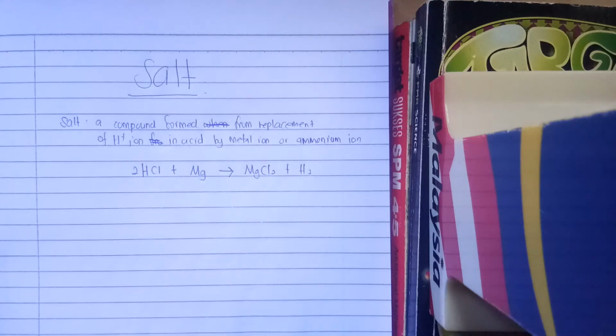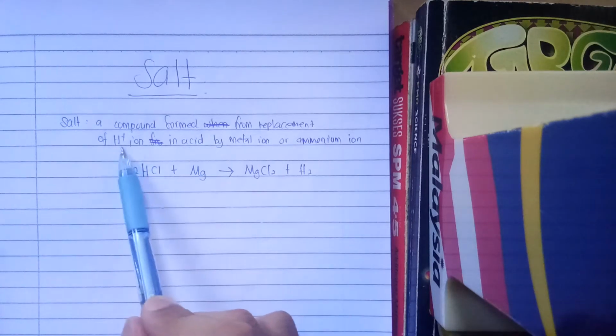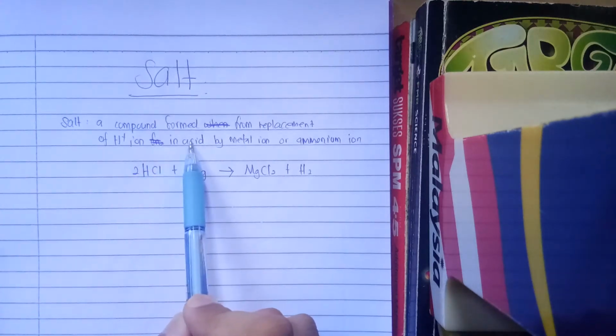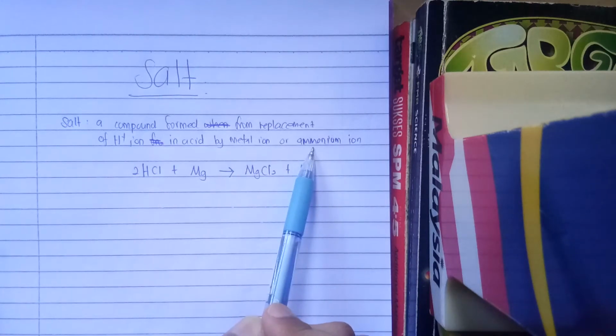Okay, assalamualaikum everyone. So today we will talk about a new chapter which is about salts. Salt is a compound formed when H plus ion from acid is replaced by metal ion or ammonium ion. This is the definition of salt.